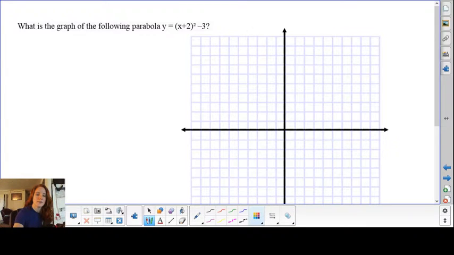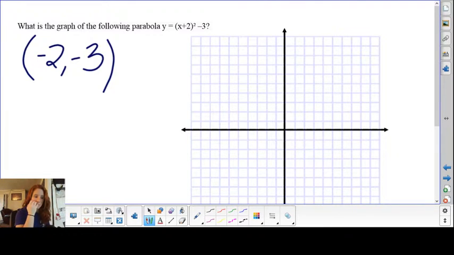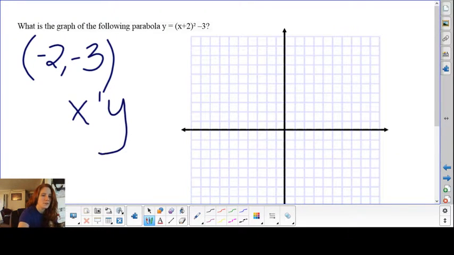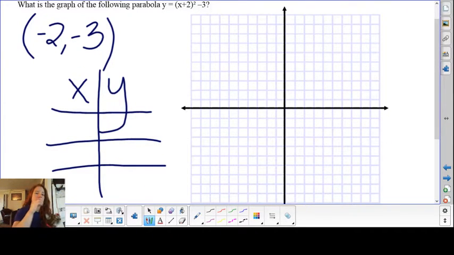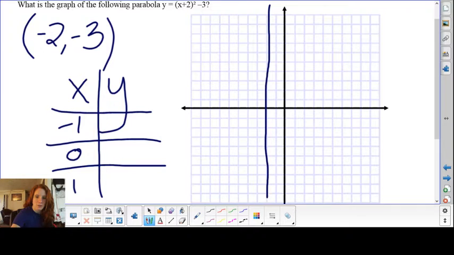Alright, my vertex here is negative 2, negative 3. So for my x values, let's see, I could do negative 1, 0, and 1. So here's my axis of symmetry, and there's my vertex point.